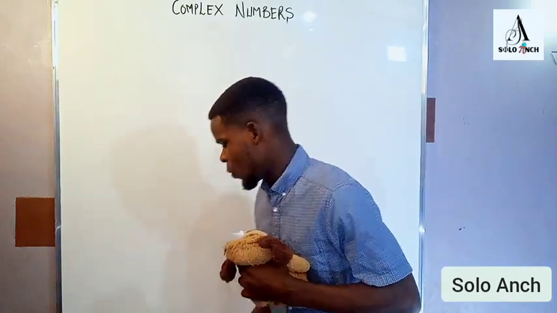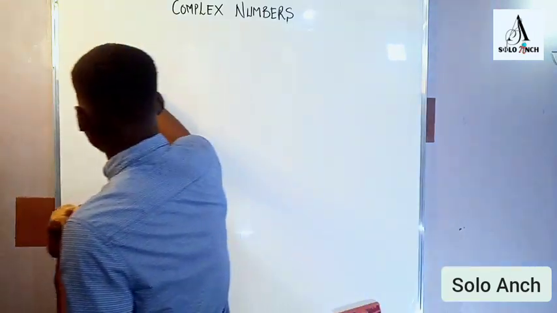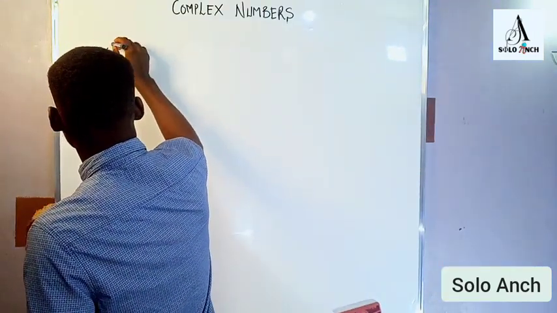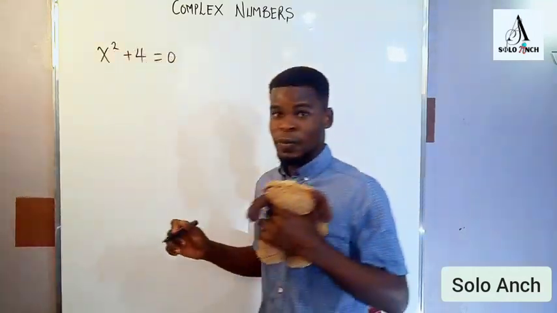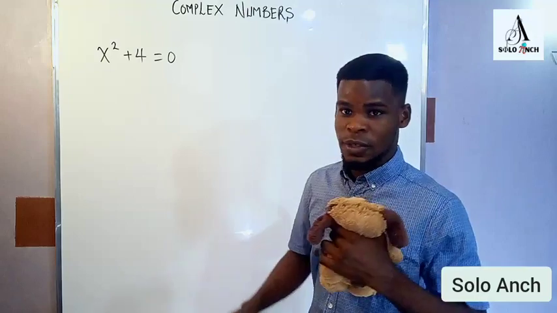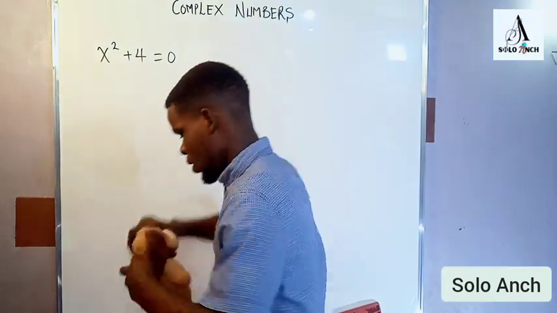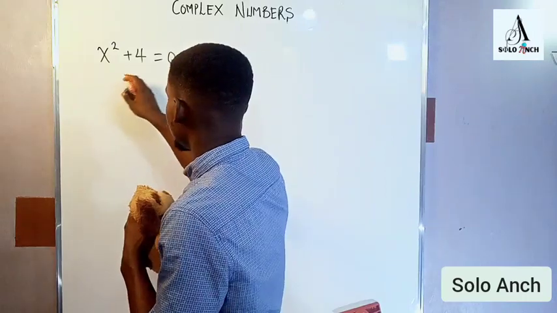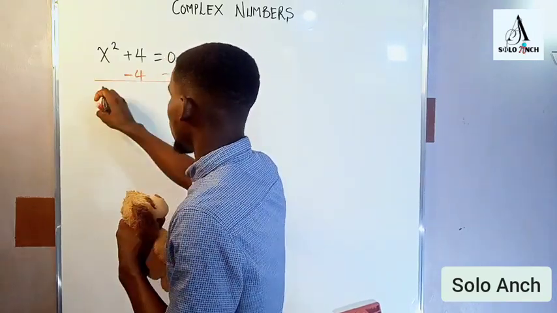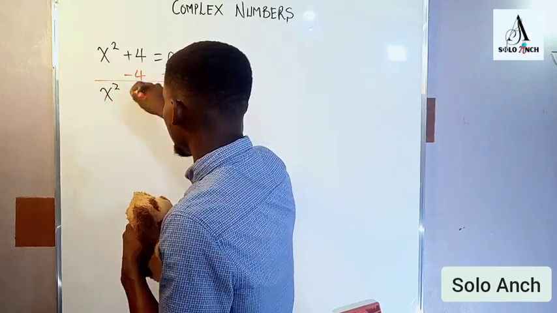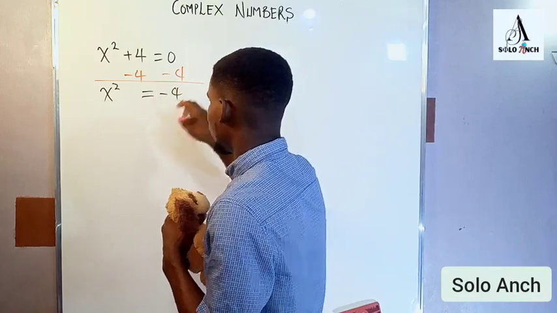let's start off by solving this equation. Suppose we want to solve the equation x squared plus 4 equals 0. So you want to find the value or values of x that will satisfy this equation. From here we can subtract 4 from both sides. When we do this, we're going to have x squared, then 4 minus 4 will be 0. We equate it to 0 minus 4, of course that's negative 4.